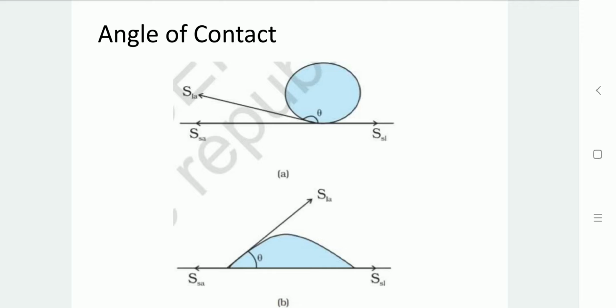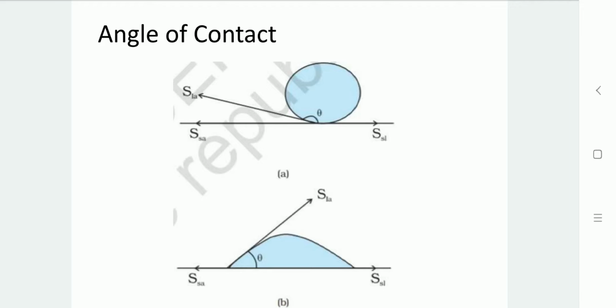As you can see in diagram A, the water forms droplets, for example, on a lotus leaf. And in diagram B, the water spreads, for example, on a clean plastic plate.